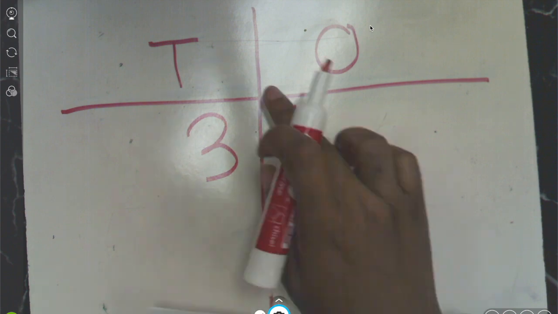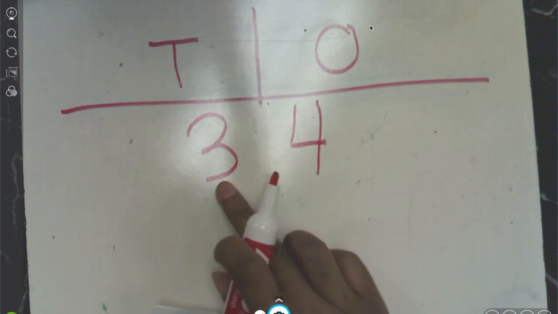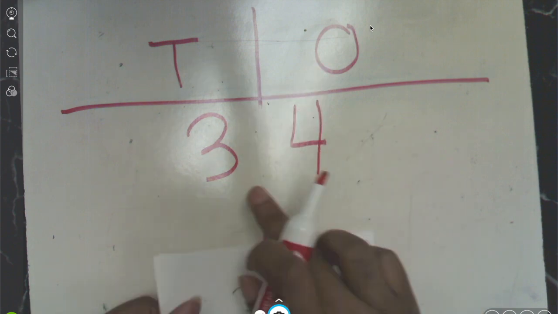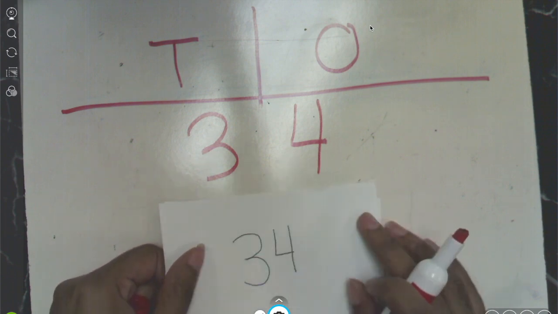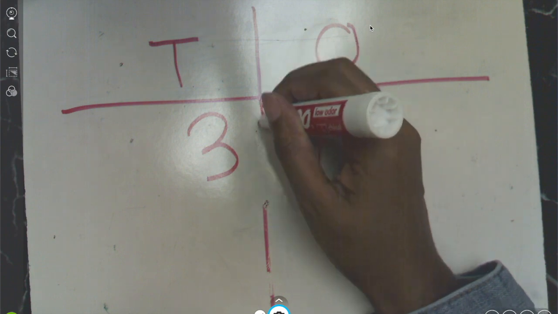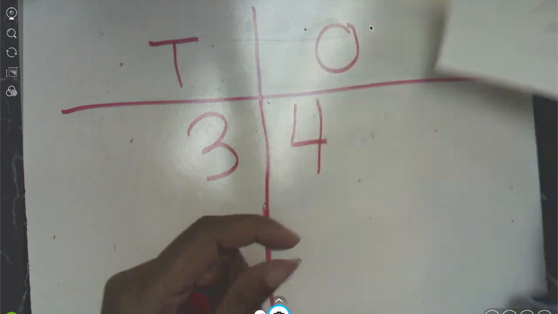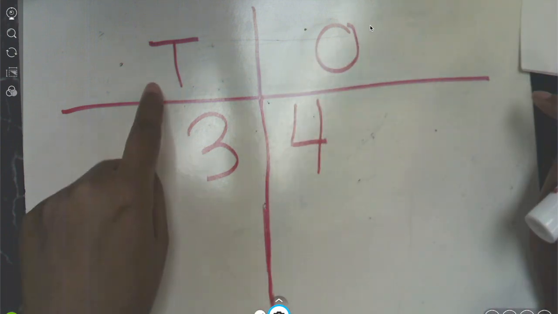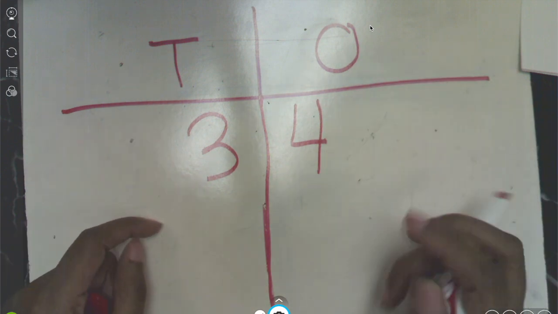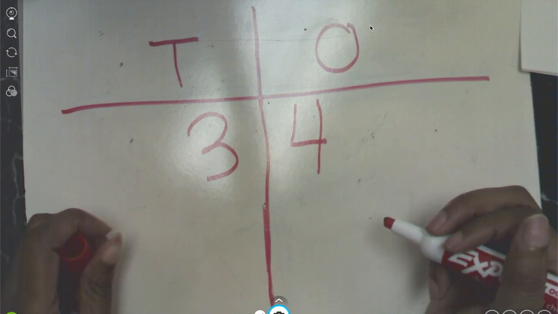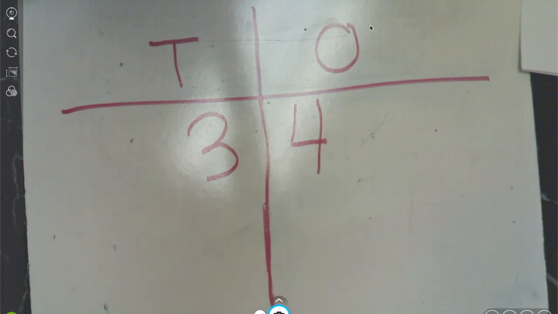If I were to take away this line, I would still see 34. So that's a great way to double check to make sure that I put the correct digit in the right place. So if I keep my line back there, I see that the 3 is in the tens place and the 4 is in the ones place. This is a great clue to help me determine which digit belongs in which place.